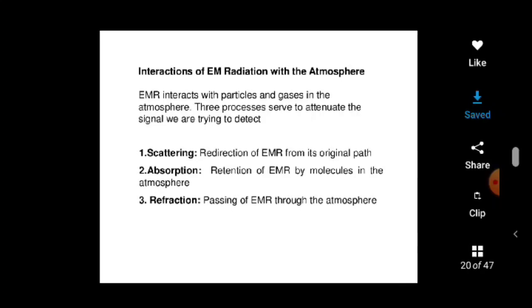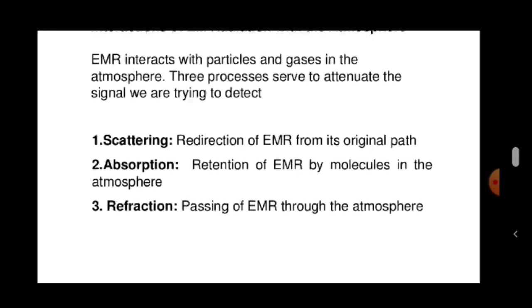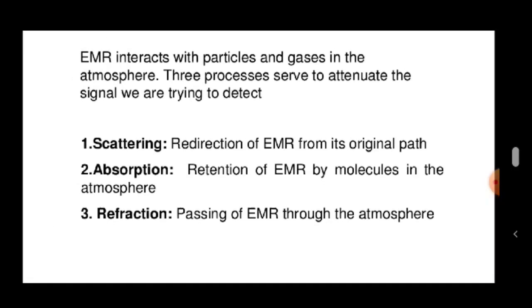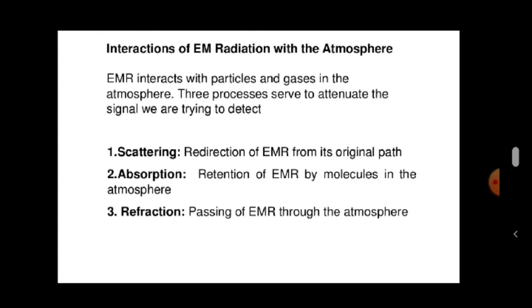So today we discussed basically electromagnetic radiation and the electromagnetic spectrum, and when it comes to the electromagnetic spectrum, we divide remote sensing into three categories based on electromagnetic radiation: optical, thermal, and microwave. We discussed some basic differences between these types, and I hope to continue with the three types of interaction, refraction, absorption, and scattering, which happen between EMR and particles of the atmosphere, in the next video.